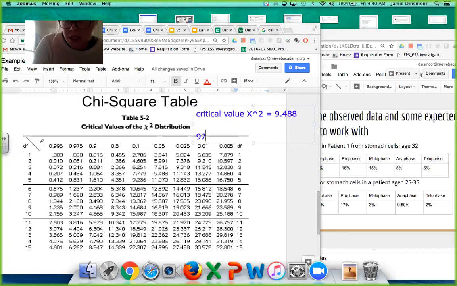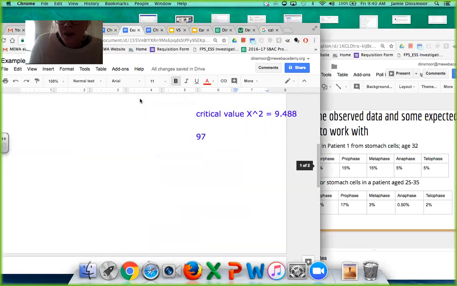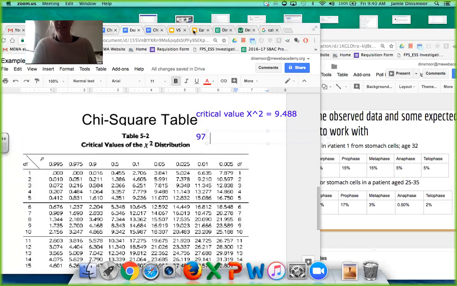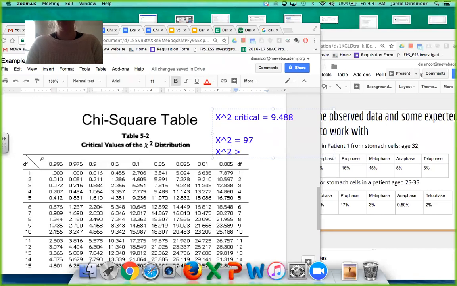Okay, that's the value that we're going to compare to. We got 97.19. Is that higher or lower than our critical value? I'm just going to say it's 97. So it's so much higher. So what does that mean? That means that our value of x squared is greater than our critical value, which means this is statistically significant.